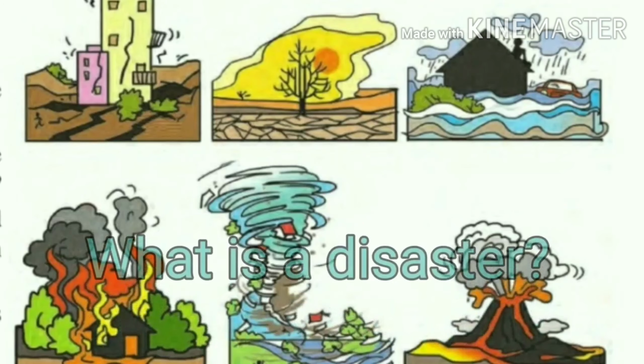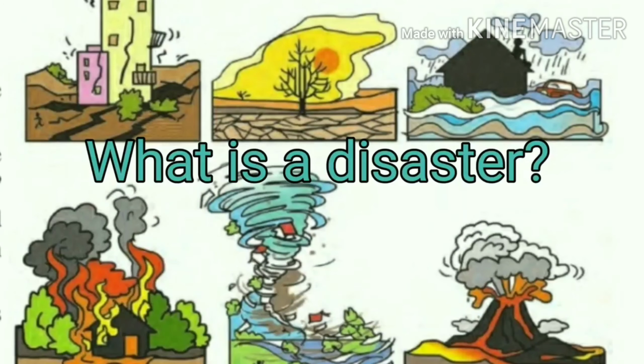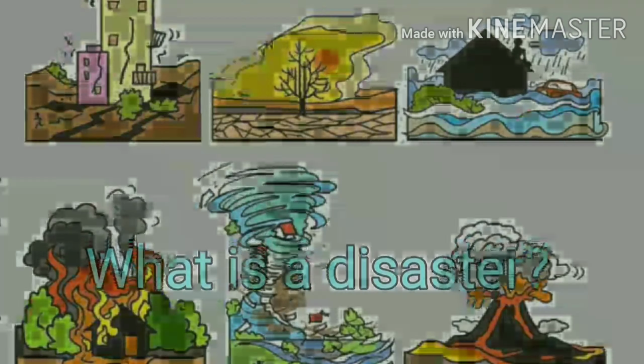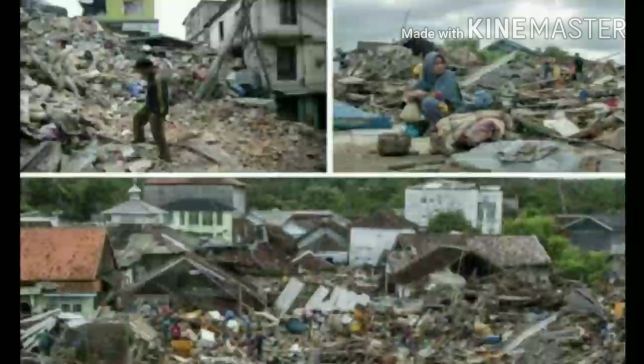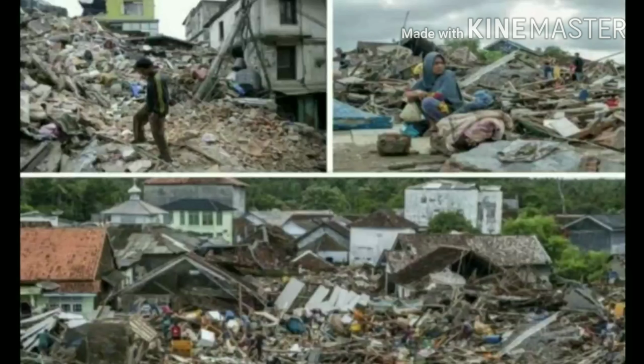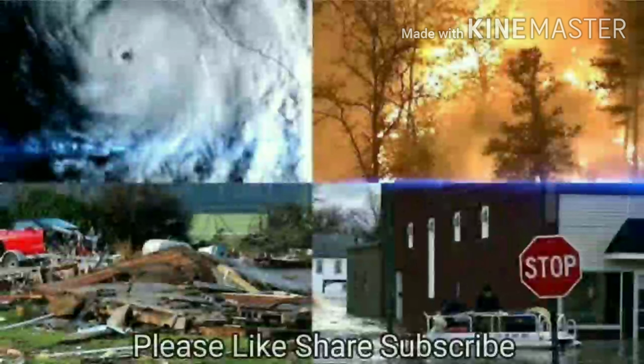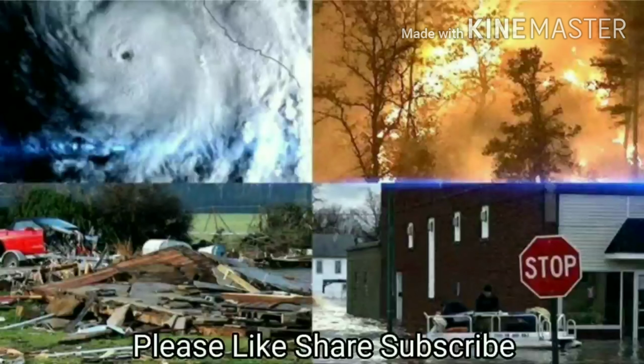What is a disaster? A sudden event that causes large scale damage to life, property, and social aspects of a nation or society is called a disaster.